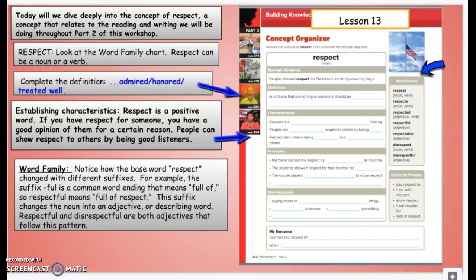So you'll see 5 bullets. Pay respect to. Sometimes you'll hear somebody say treat with respect, show respect, have respect for, or lack of respect. Okay?